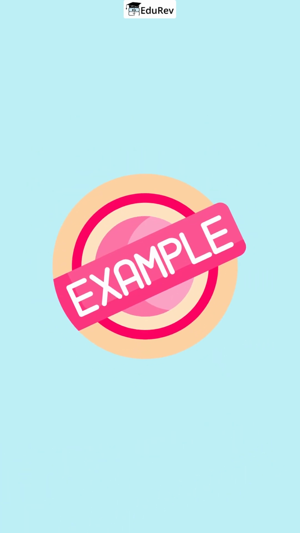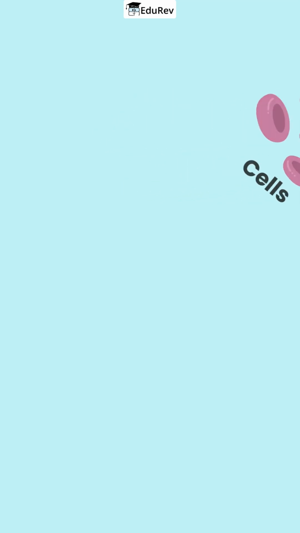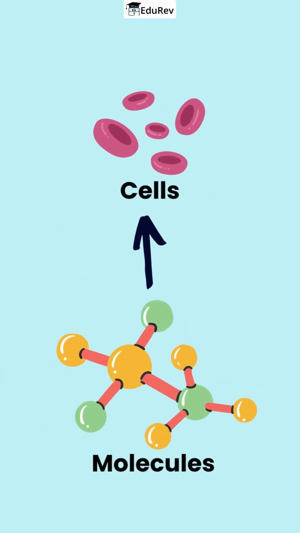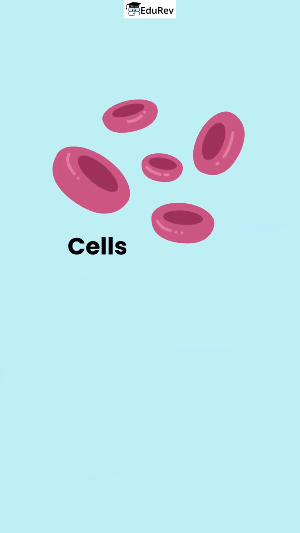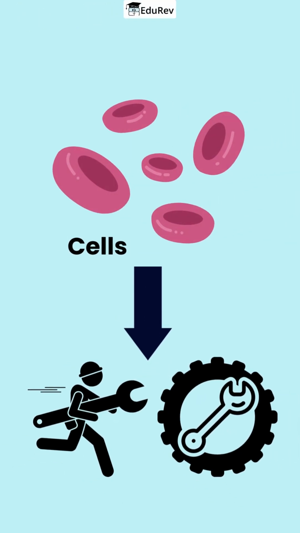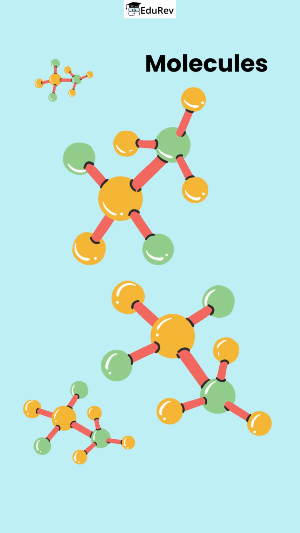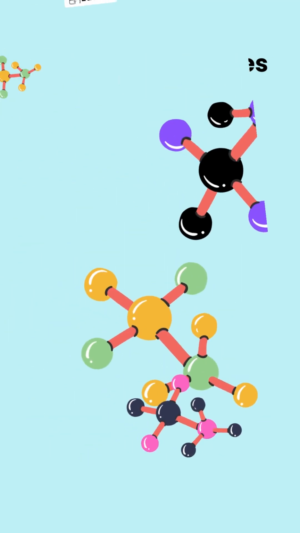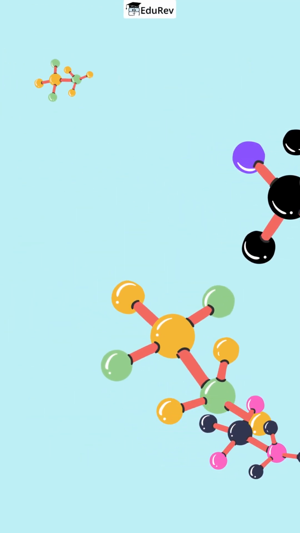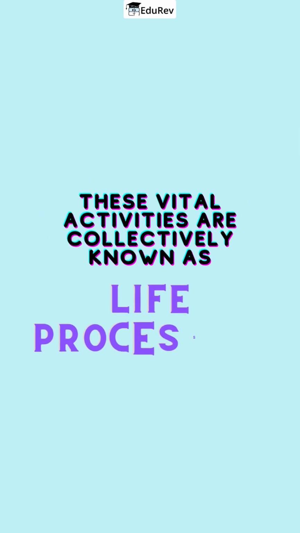To illustrate life processes, consider the following example. All living things are composed of cells, which are in turn made up of molecules. For a cell to be considered alive, it must undergo continuous repair and maintenance. This maintenance requires a constant supply of new molecules and the removal of unwanted ones. These vital activities are collectively known as life processes.